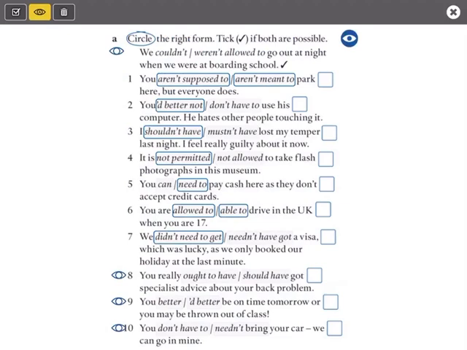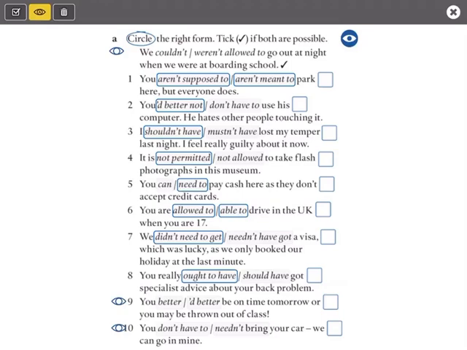What about number 8? You really ought to have got specialist advice about your back problem, or you really should have got specialist advice about your back problem. What about this one? Well, ought to have got specialist advice about your back problem. Now, I'm going to say, I will accept also, you should have got specialist advice about your back problem. Aquí acepto yo los dos, las dos opciones.